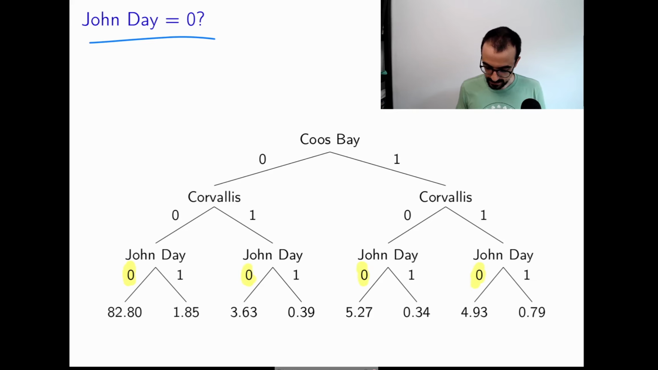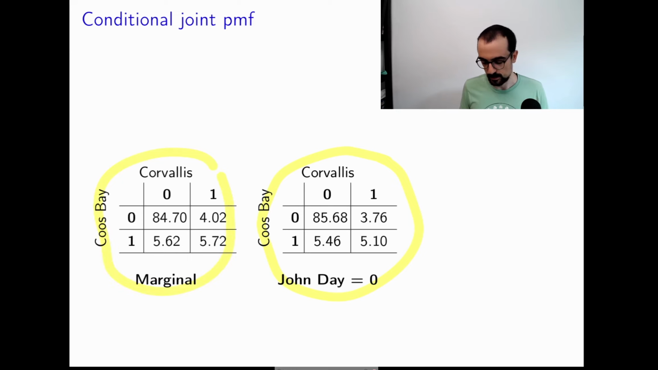But of course, these are not going to add up to 1 because we're eliminating some stuff. We know that the whole sum is 1. So we have to normalize to obtain a valid conditional joint PMF. So what we would do is add all of these values, which are equal to what? They're just equal to the probability that it does not rain in John Day. So this is consistent with the definition that we had before. We're going to normalize according to that value, and we're going to get a valid joint PMF for Coos Bay and Corvallis. Okay, here we see that there's not a dramatic difference between the joint when it doesn't rain and the marginal.